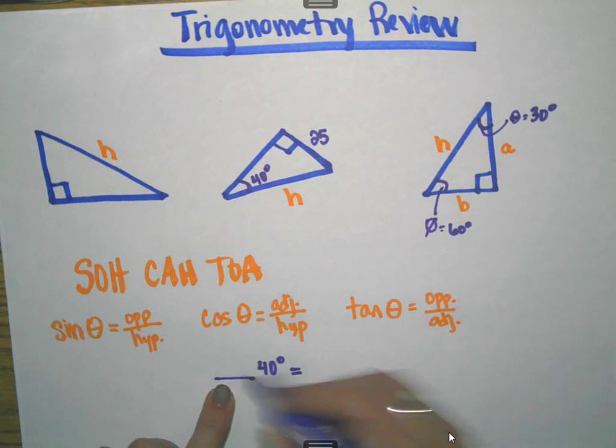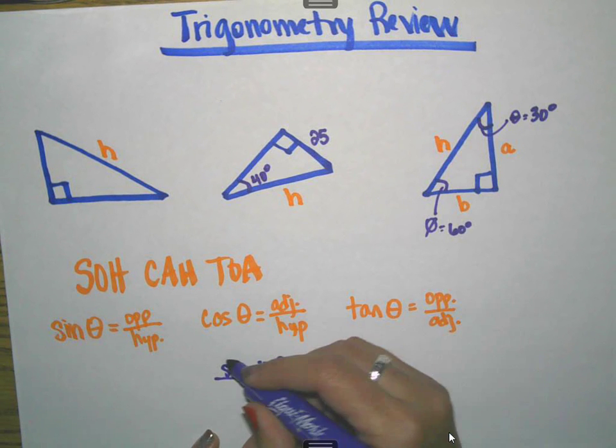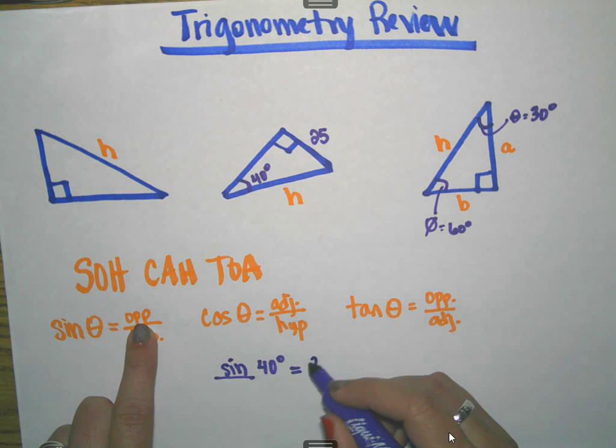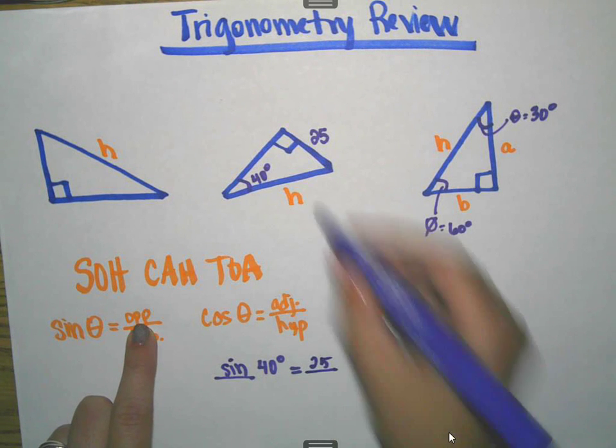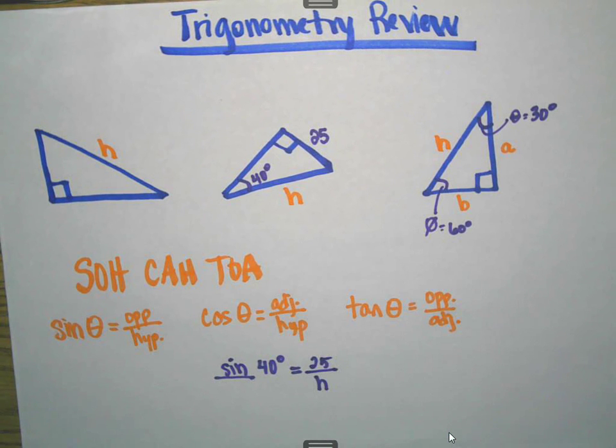So I'm going to have the sine. The sine of 40 degrees is equal to the opposite side, which is 25, over the hypotenuse. You can put in h or you can put in x. I don't know what the hypotenuse is. And then from there, we use some algebra skills to figure out what this is going to be. And I haven't worked this ahead of time.